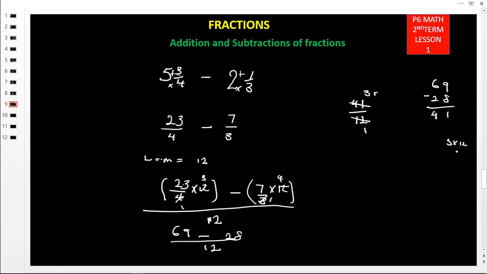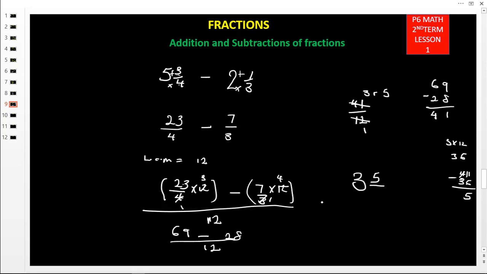3 times 12 here, it is giving us 36. So 41 take away 36, this is it. We regroup here, we get 11. So 6 7 8 9 10 11 5. So remainder here 5. So we get 3 whole number, then 5 out of 12.